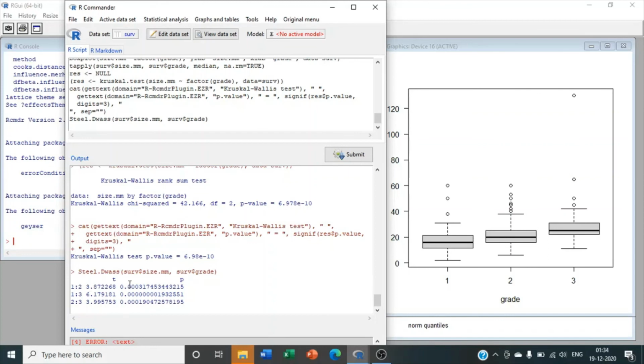Between 1 and 2, over here we get something known as a t-value and a p-value. The p-value is, check out over here, between 1 and 2, the difference is significant. Between 1 and 3, the difference is significant. Between 2 and 3, the difference is significant. Which one is greater or which one is lesser can be seen, of course, by seeing the descriptives. That can also be guessed by looking at the graph. We can see that the sizes of the grade 1 tumors are the lowest, followed by the grade 2 tumors, followed by the grade 3 tumors.